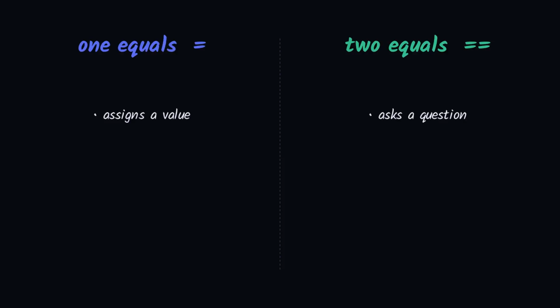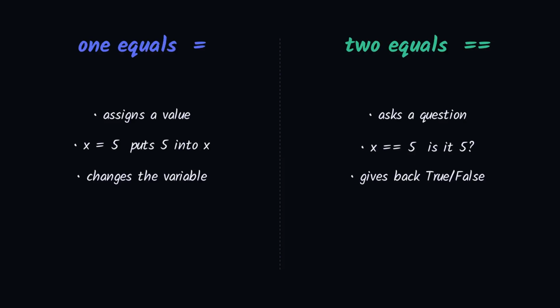One equals sign assigns. It takes a value and puts it into a variable. Two equals signs compare. They ask whether two things are the same and give you back a Boolean. They look almost identical and they do completely different jobs. Mixing them up is the single most common beginner bug there is. So, whenever you mean, is this equal to that? Reach for two equals, always.